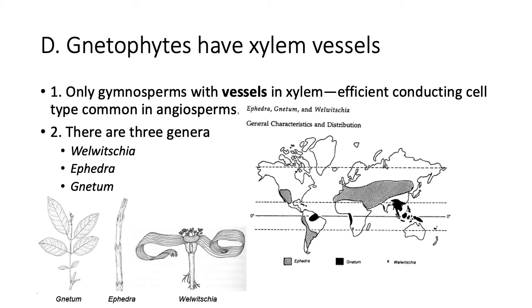So a unique thing about gametophytes is that they have xylem vessels, and vessels are very common in angiosperms. So gametophytes are the only gymnosperms that have vessels. And what vessels are, they're just efficient conducting cells that help them carry water or dissolved minerals, nutrients throughout the plant.